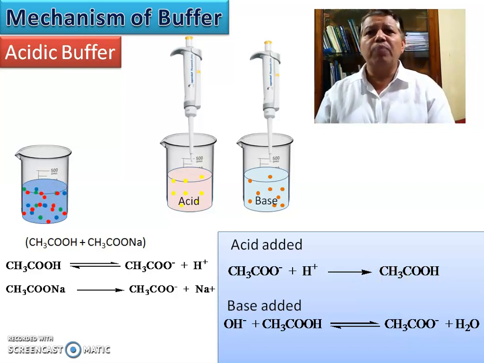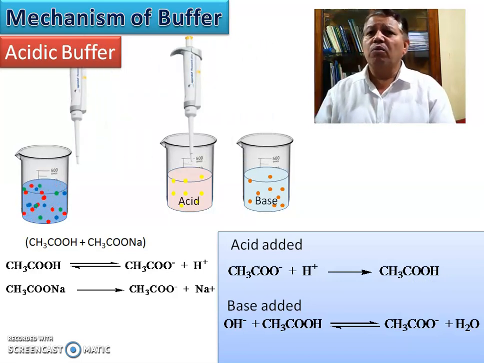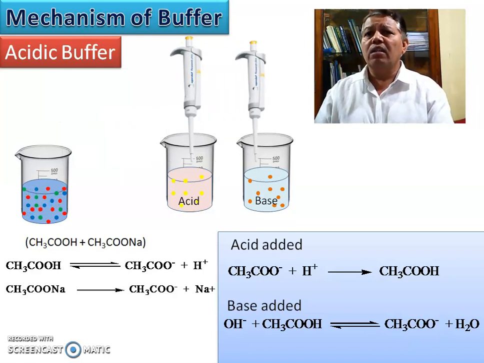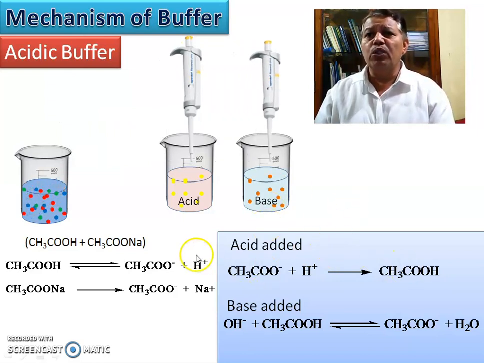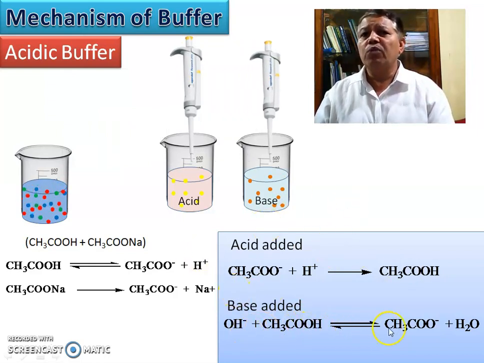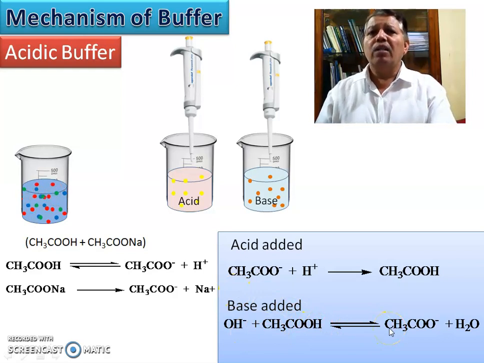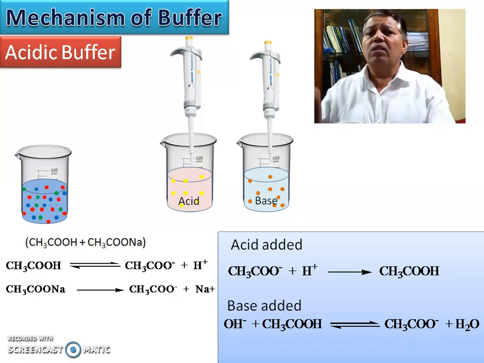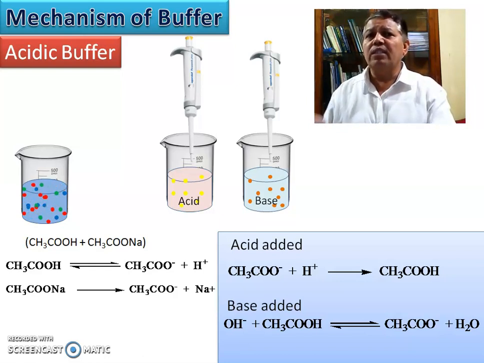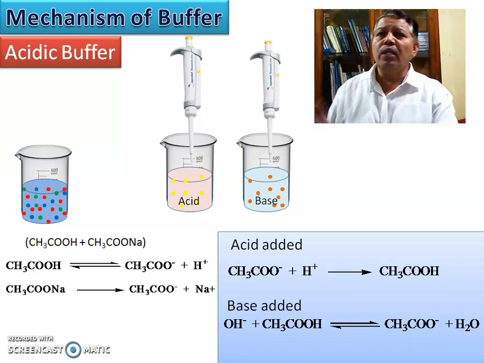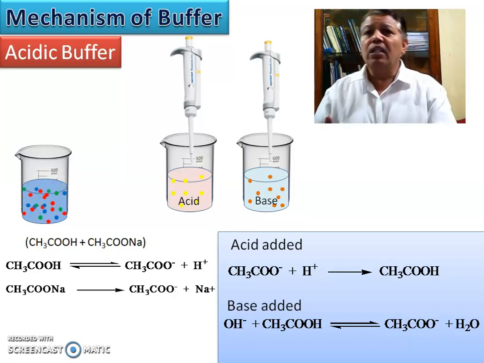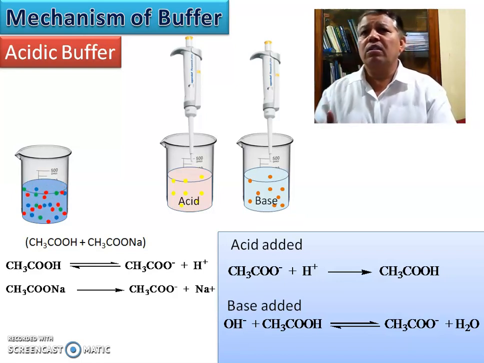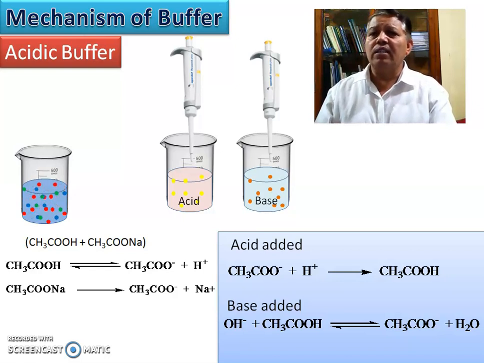And when a base solution is added, the OH ions react with the acetic acid present in the solution to give the acetate ion. In this way, when we add an acid or base, weak acid or acetate ions are formed, and therefore there is not much change in the pH. In this way, the buffer acts as an acidic buffer.